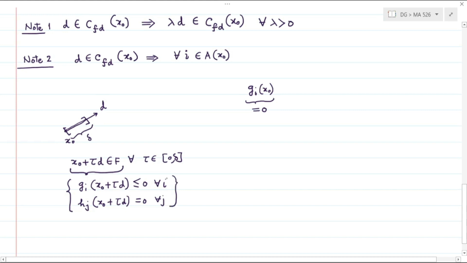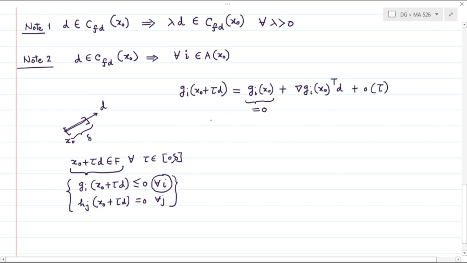Now I consider only those i's for which g_i(x0) is equal to 0. For them, an interesting fact is going to happen. For all i belonging to A(x0), you have g_i(x0) equal to 0. And if I now consider g_i(x0 + τd), as g_i is assumed to be continuously differentiable, I apply Taylor's theorem, the first order expansion, and I get ∇g_i(x0)ᵀd plus small o of τ, right?